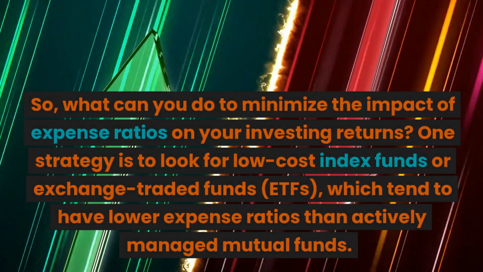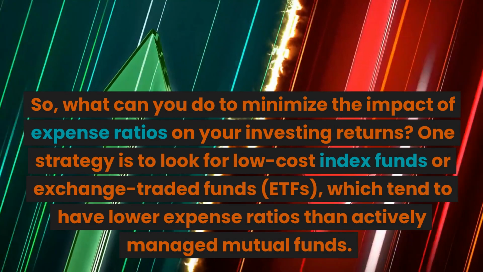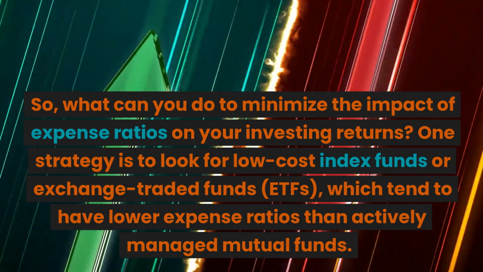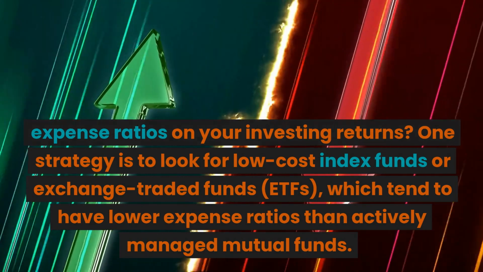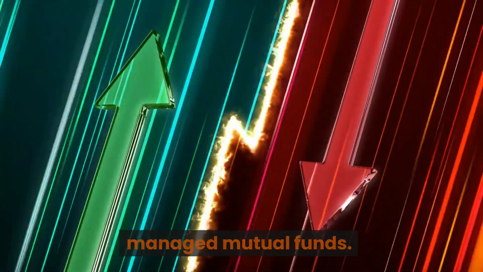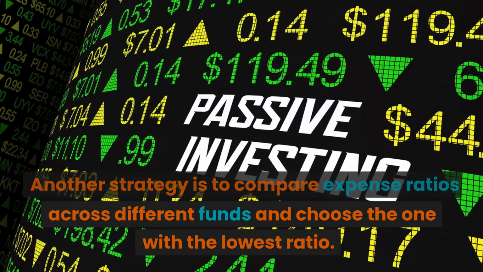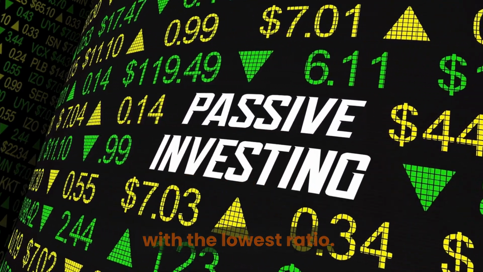So, what can you do to minimize the impact of expense ratios on your investing returns? One strategy is to look for low-cost index funds or exchange-traded funds, ETFs, which tend to have lower expense ratios than actively managed mutual funds. Another strategy is to compare expense ratios across different funds and choose the one with the lowest ratio.